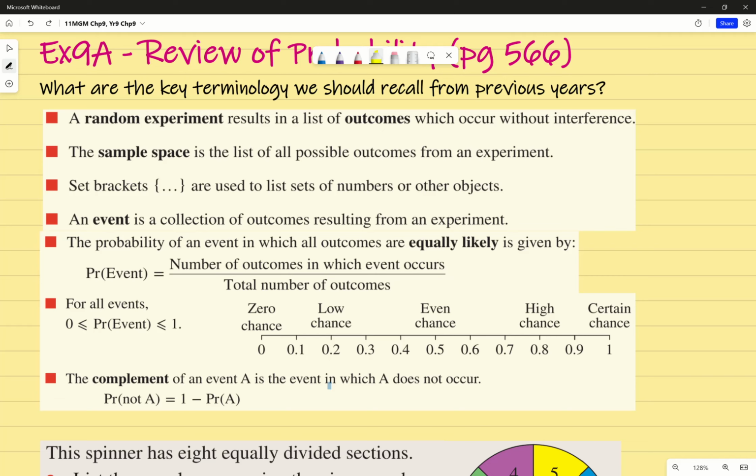A sample space. Now, the key definition here that we need to know is the difference between sample space and outcomes. A sample space is the list of all possible outcomes, whereas an outcome is just something that can happen as a result. So for example, going back to flipping two coins, your outcome could be heads, heads. But your sample space is heads, heads, heads, tails, tails, heads, and tails, tails. So again, your sample space is all possible outcomes.